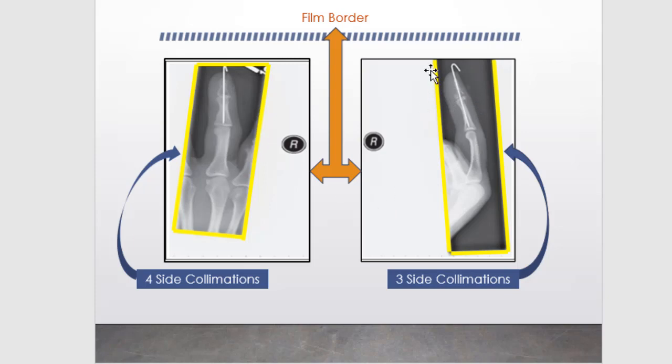The next one, look at the second example here. The second example has 3-side collimation. 1, 2, 3. Another one is missing. This one is still acceptable, but in terms of placement analysis, this is not good. Why? Because using these 3-side collimations, we cannot identify where the central ray location was. This is what we call collimation.